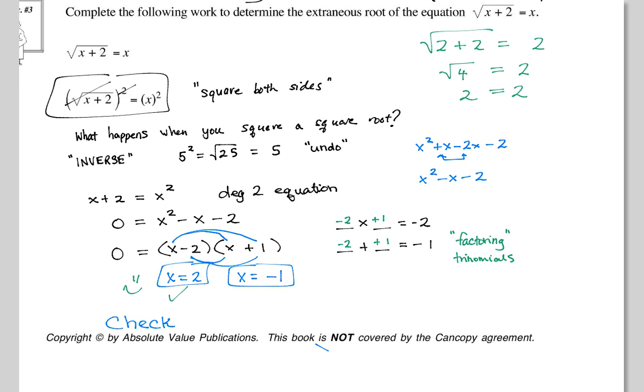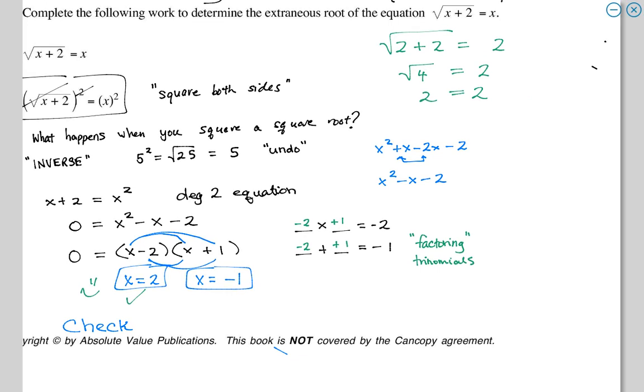What about the other one? Check the other one. Square root, we got to put in what? A negative 1? Negative 1 plus 2, and this is going to equal negative 1. Square root 1 equals negative 1. 1 equals negative 1. So only one of those works.